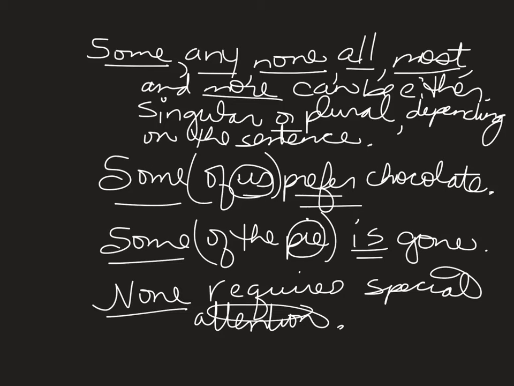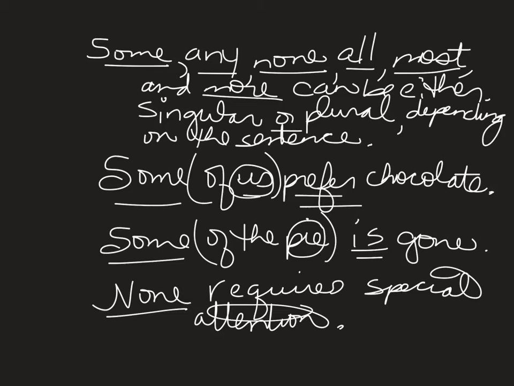Okay. The next group, some, any, none, all, most, and more can be either singular or plural depending on their use in the sentence. And what you have to look at is the object of the of phrase, if you will, that comes after the pronoun. The phrase that starts with the word of, look at the object of it and determine.